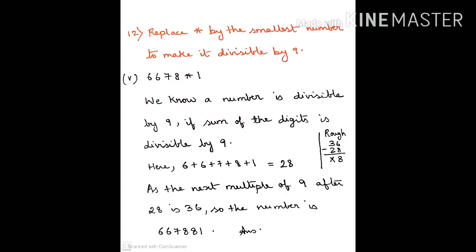You will be doing the other sums which are given in this question. Clear? Come to question number 12. Replace star by the smallest number to make it divisible by 9.